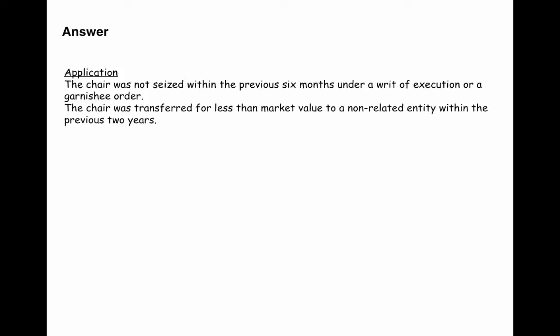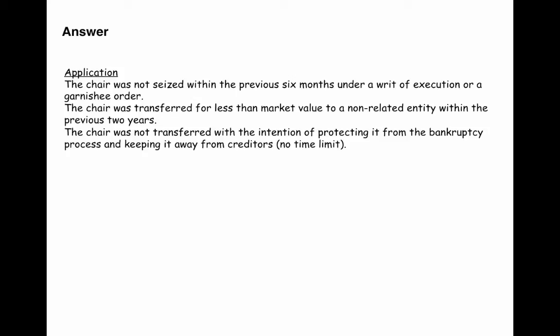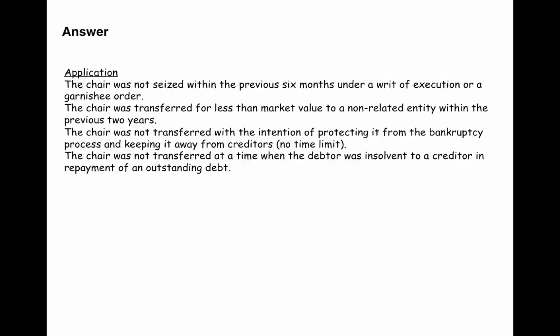The chair was not seized within the previous 6 months under a writ of execution or a garnishee order, so it's not that type of voidable preference. The chair was transferred for less than market value to a non-related entity within the previous 2 years, so it looks like it is the second type of voidable transaction. The chair was not transferred with the intention of protecting it from the bankruptcy process and keeping it away from creditors, and the chair was not transferred at a time when the debtor was insolvent to a creditor in repayment of an outstanding debt. So it is not the third or the fourth type of voidable transaction either. But it is the second type, so our conclusion is the sale of the chair is a voidable transaction.